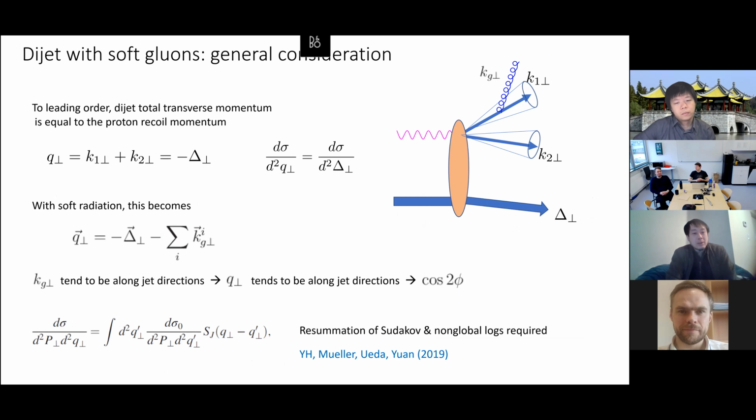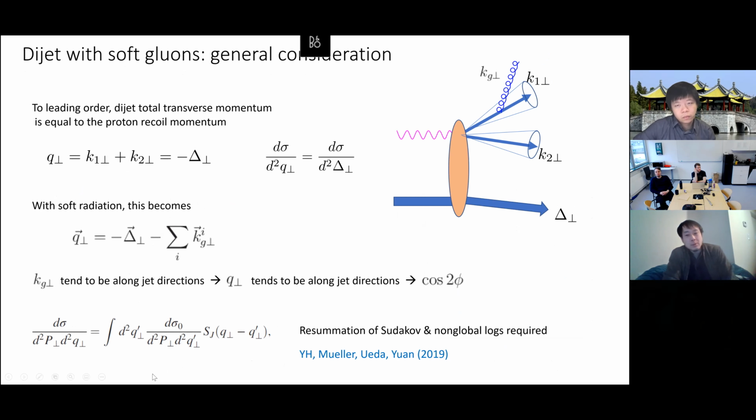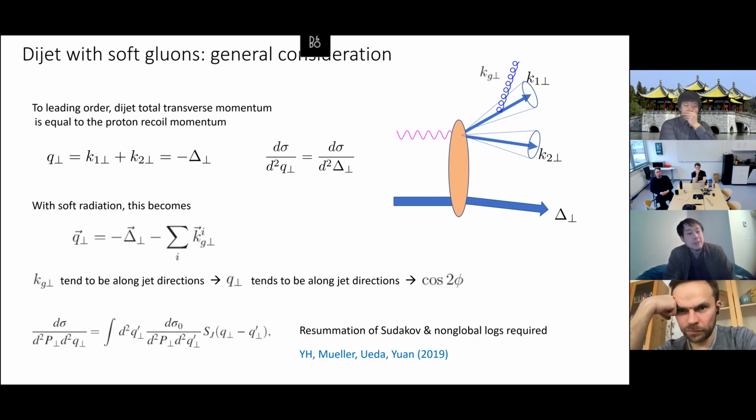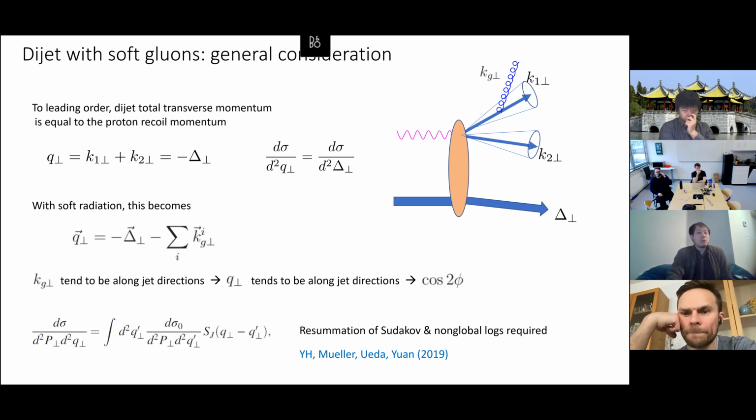Here are some general considerations. As I said, to leading order, the total dijet momentum q perp is simply minus the proton recoil momentum, so d sigma dq is simply equal to d sigma d delta. However, we have soft gluon radiation, like k_g perp, and there may be many radiations like that. So q perp is minus delta up to some soft gluon transverse momentum. Because of the collinear enhancement in QCD, the soft gluon momentum k_g tends to be aligned along the jet direction. Since q perp is minus k_g, this also means that q perp tends to be aligned along the jet direction, because jets are back to back, and the soft gluon is emitted along the jet, so the recoil momentum is also along the jet direction. So you have to take this into account.